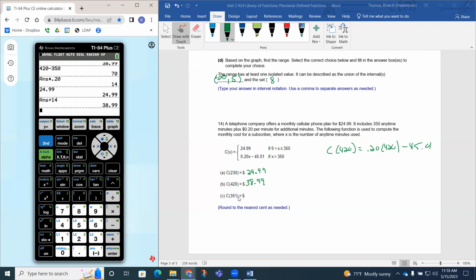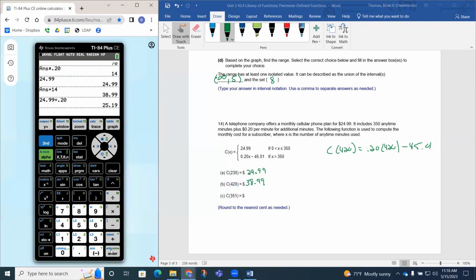So the cost of 351 minutes should just be an extra 20 cents on the 24. No, I'm sorry. Yeah, it should be $24.99 plus 20 cents. So 24.99 plus 20 cents more should give me the answer of 25.19.